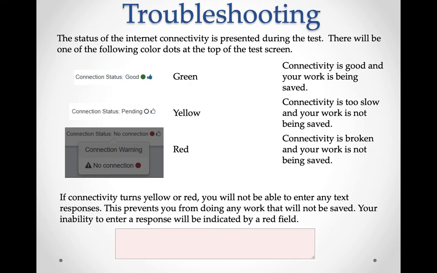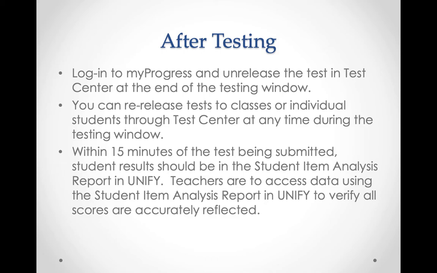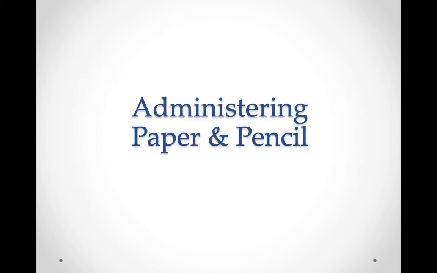This is for troubleshooting, which you shouldn't really have any trouble with. After the test, log into My Progress and unrelease the tests; you can re-release them later if you need to. Within 15 minutes of the test being submitted, the results will be in the student item analysis. I can show you how to find that on your end of My Progress so that you can see their scores.